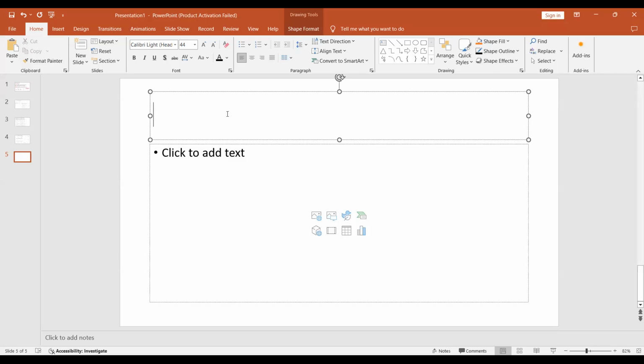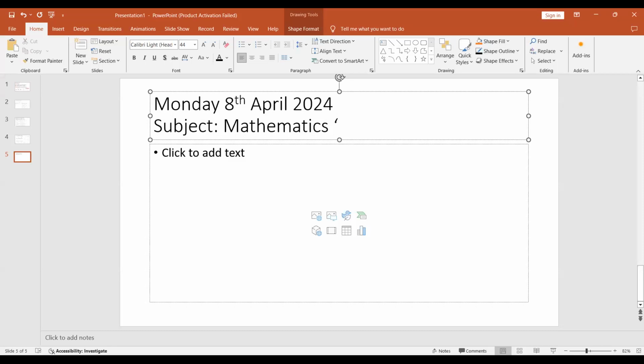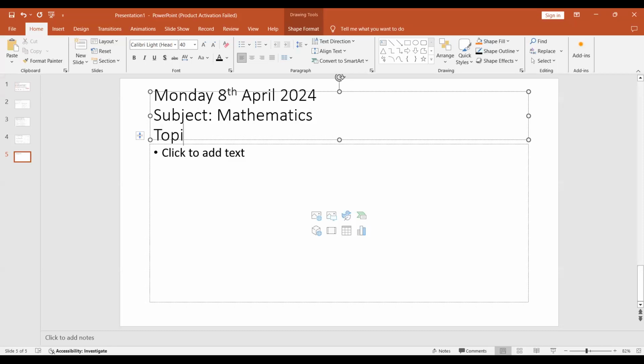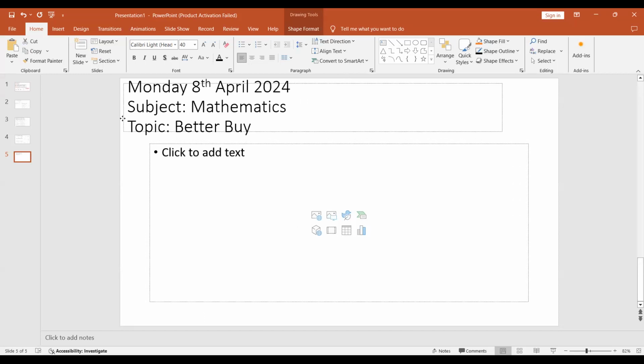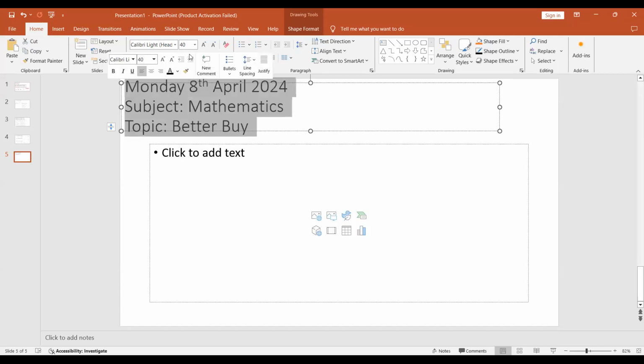Today is Monday, the 8th of April, 2024. The subject is, of course, mathematics. And the topic that we're going to be doing is better buy. Better buy. That's the topic, better buy.